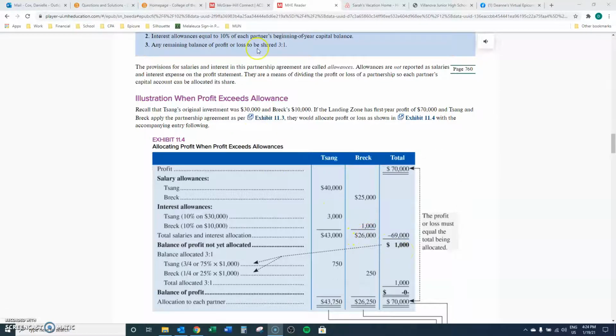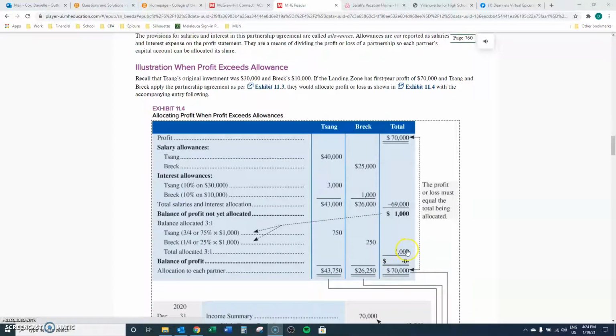It says here, any remaining balance is to be shared 3-to-1. So again, how you figure that out is you add them together. 3 and 1 is 4, so 3/4 and 1/4. So one partner gets 3/4 or 75% of that remaining $1,000. The other partner gets 1/4 or 25% of that remaining $1,000, which is $750 and $250 respectively. So that adds up to $1,000. So therefore we've allocated out the full $70,000.